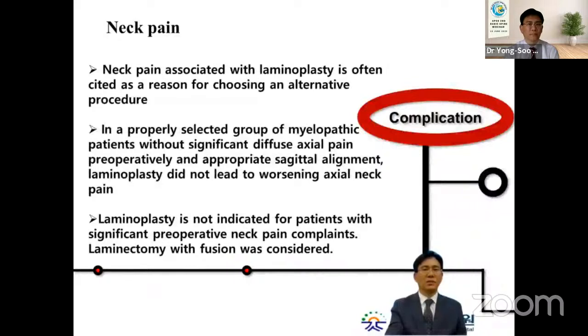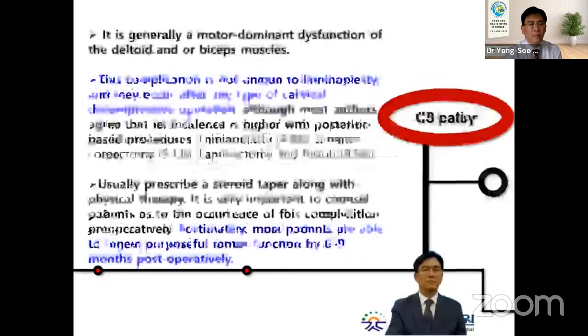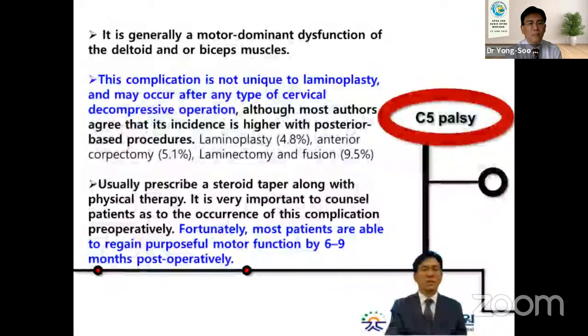Neck pain associated with laminoplasty is often cited as a reason for choosing an alternative procedure. Laminoplasty is not indicated for patients with significant pre-operative neck pain complaint. C5 palsy. This complication is not unique to laminoplasty. It may occur after any cervical decompression operation. Fortunately, most patients are able to regain useful motor function by 6 to 9 months post-operatively.